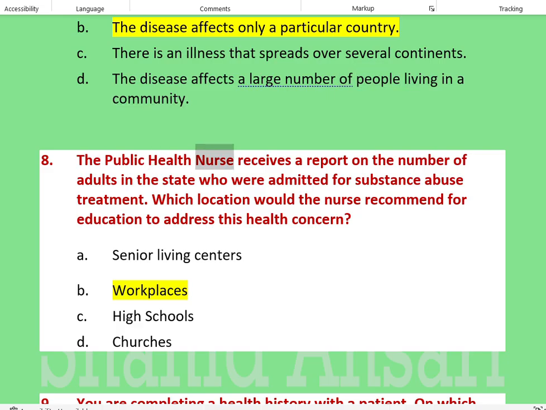8. The public health nurse receives a report on the number of adults in the state who were admitted for substance abuse treatment. Which location would the nurse recommend for education to address this health concern? Senior living centers, workplaces, high schools, churches.